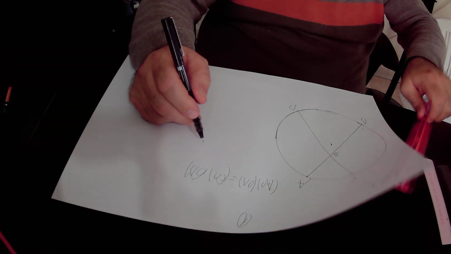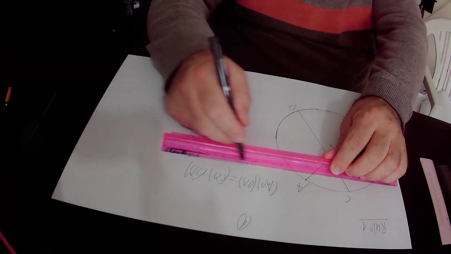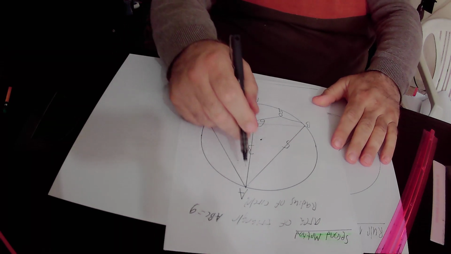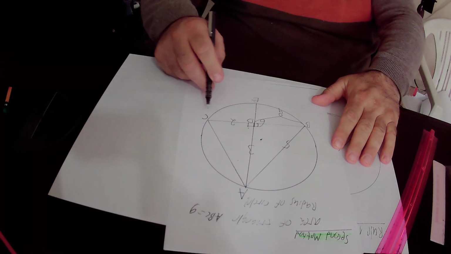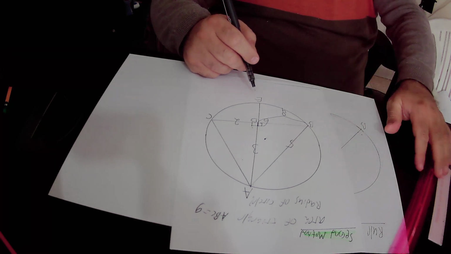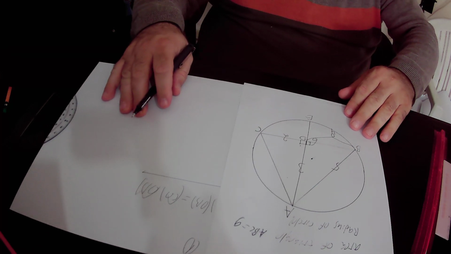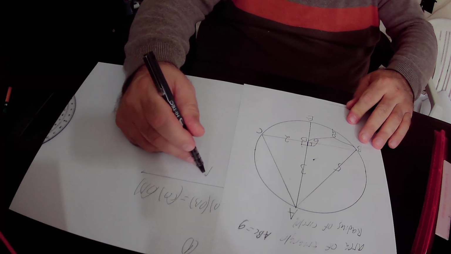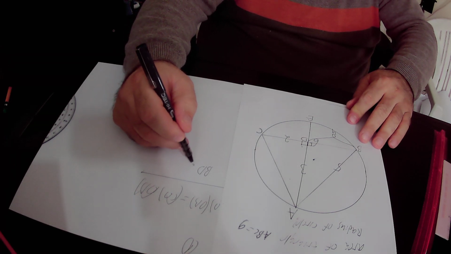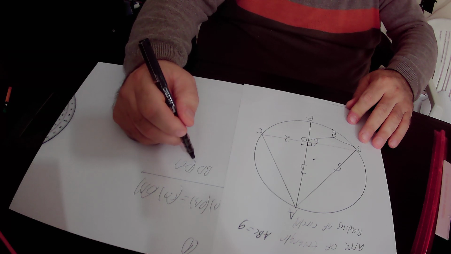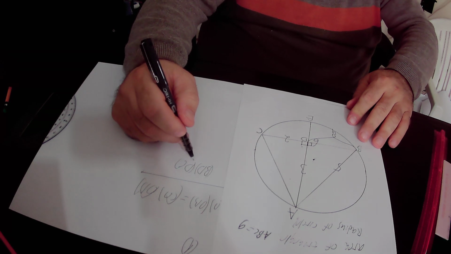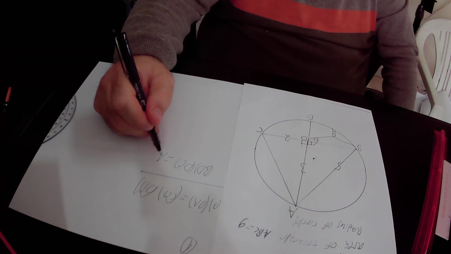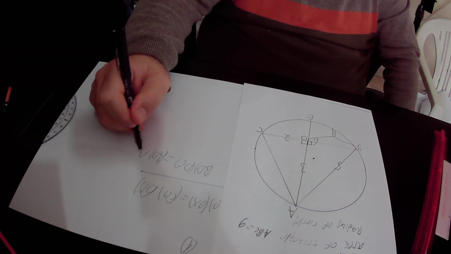So we can implement rule number 1 in our drawing, because in our drawing we have chord AE that intersects with chord BC at point D. Therefore, according to rule number 1, we get here that BD times DC equals AD times DE.